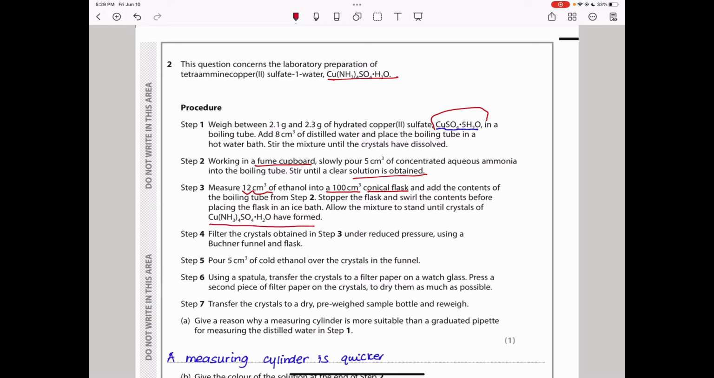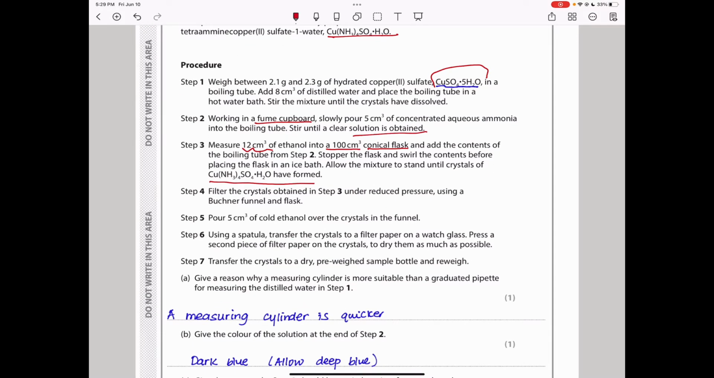Then, filter the crystals obtained in step 3 under reduced pressure using a Buchner funnel and flask. Pour 5 cm³ of cold ethanol, which is going to be the solvent, over the crystals in the funnel. We are washing, basically, this is the washing process. Then use a spatula to transfer the crystals to a filter paper on a watch glass. Press a second piece of filter paper on the crystals to dry them as much as possible, and then transfer the crystals to a dry pre-weighed sample bottle and weigh.